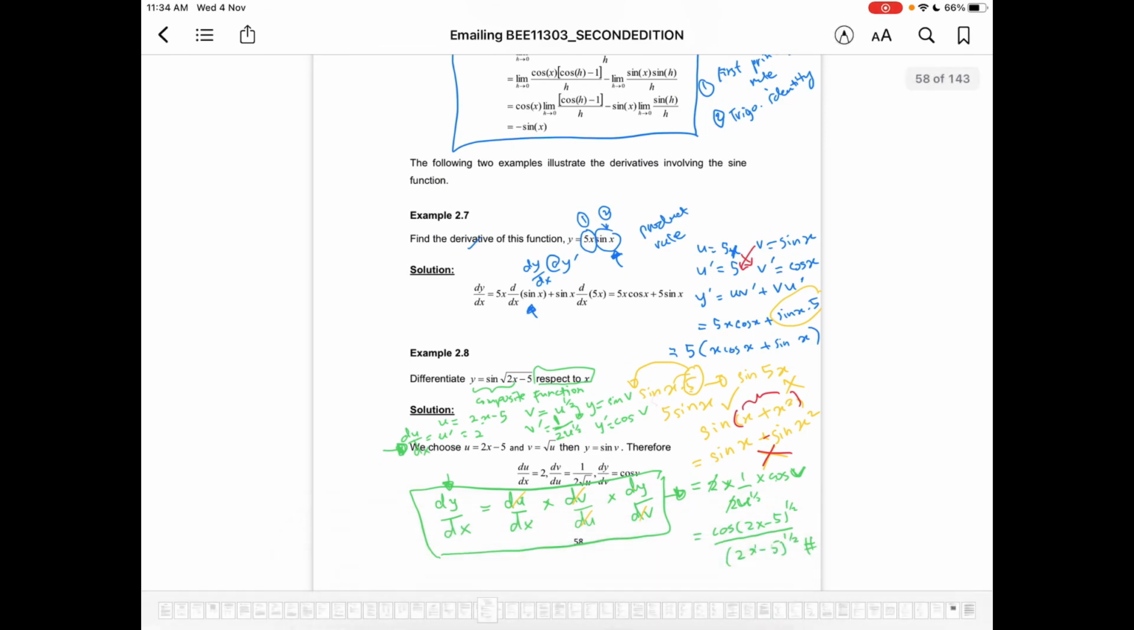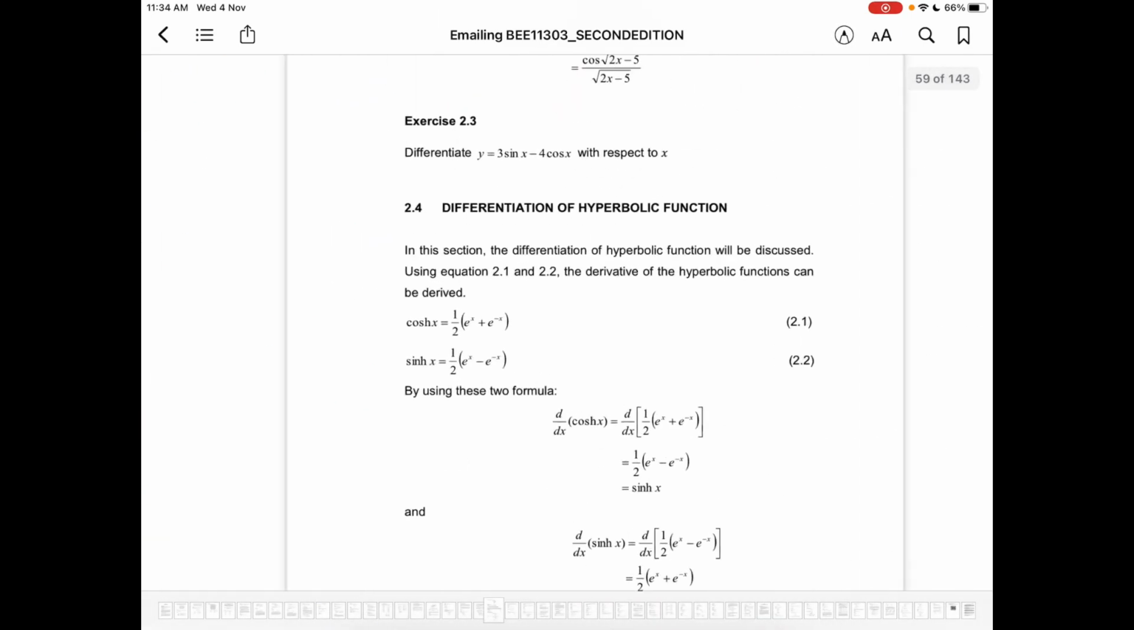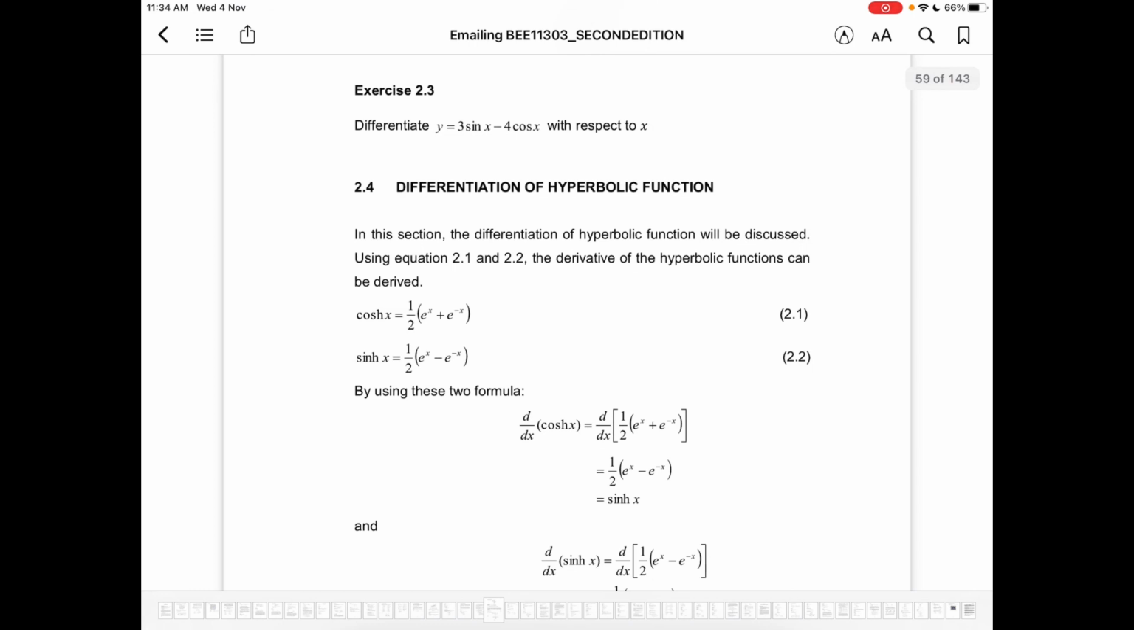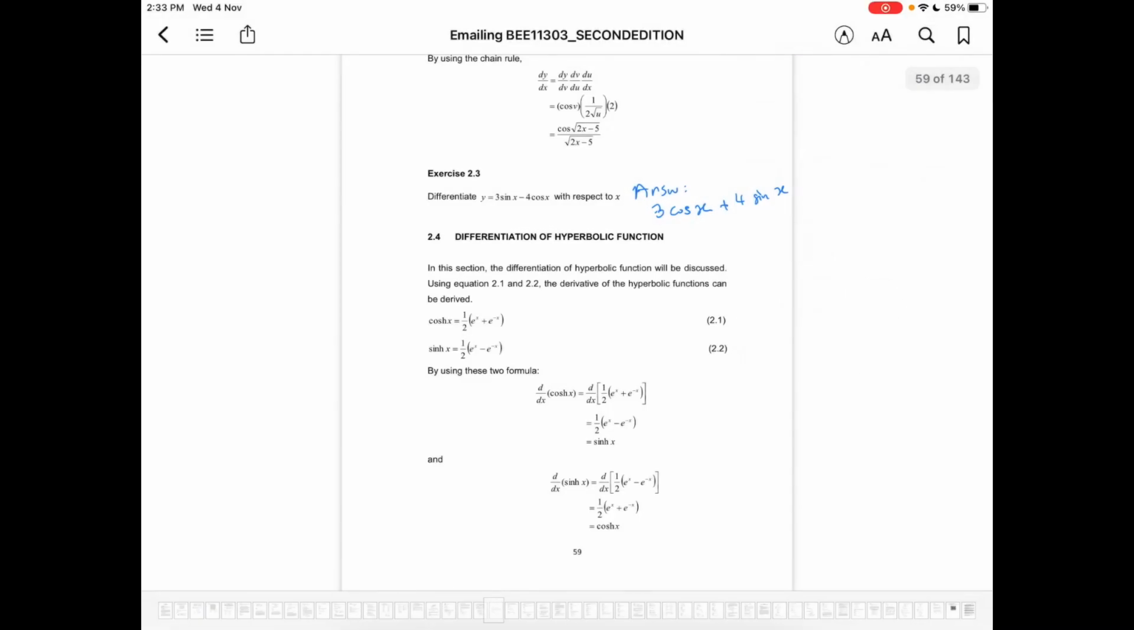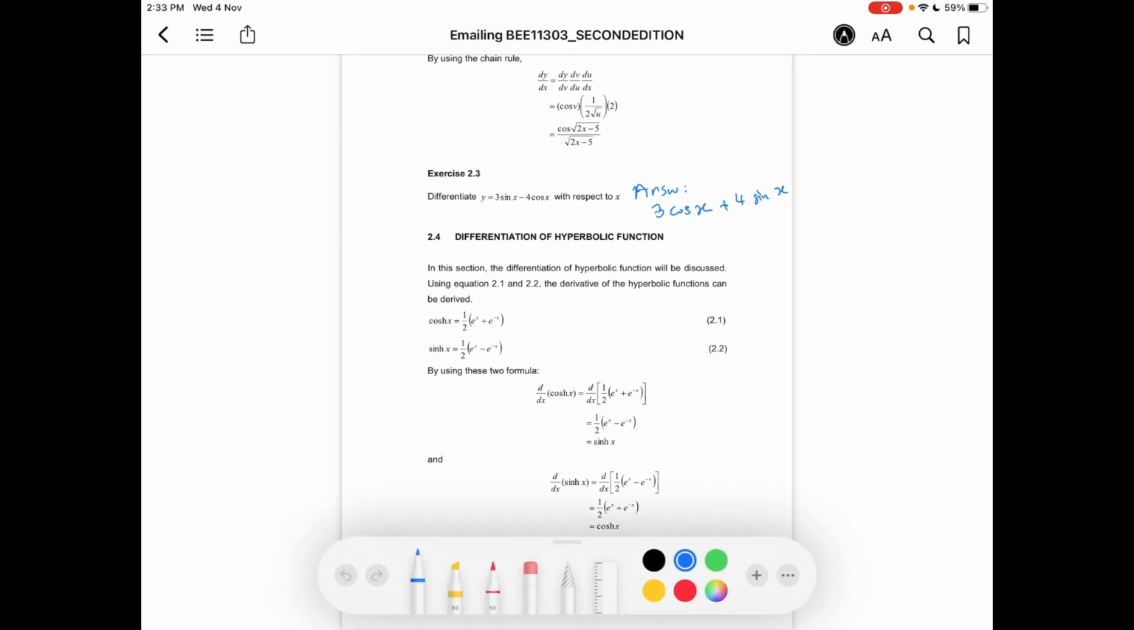Now let's turn to exercise 2.3. You can try to do it at home. Alright guys, before I proceed with the next subtopic, which is differentiation of hyperbolic functions, here is the answer to exercise 2.3. It is pretty straightforward. You can try to do this and try to get the same answer as me.